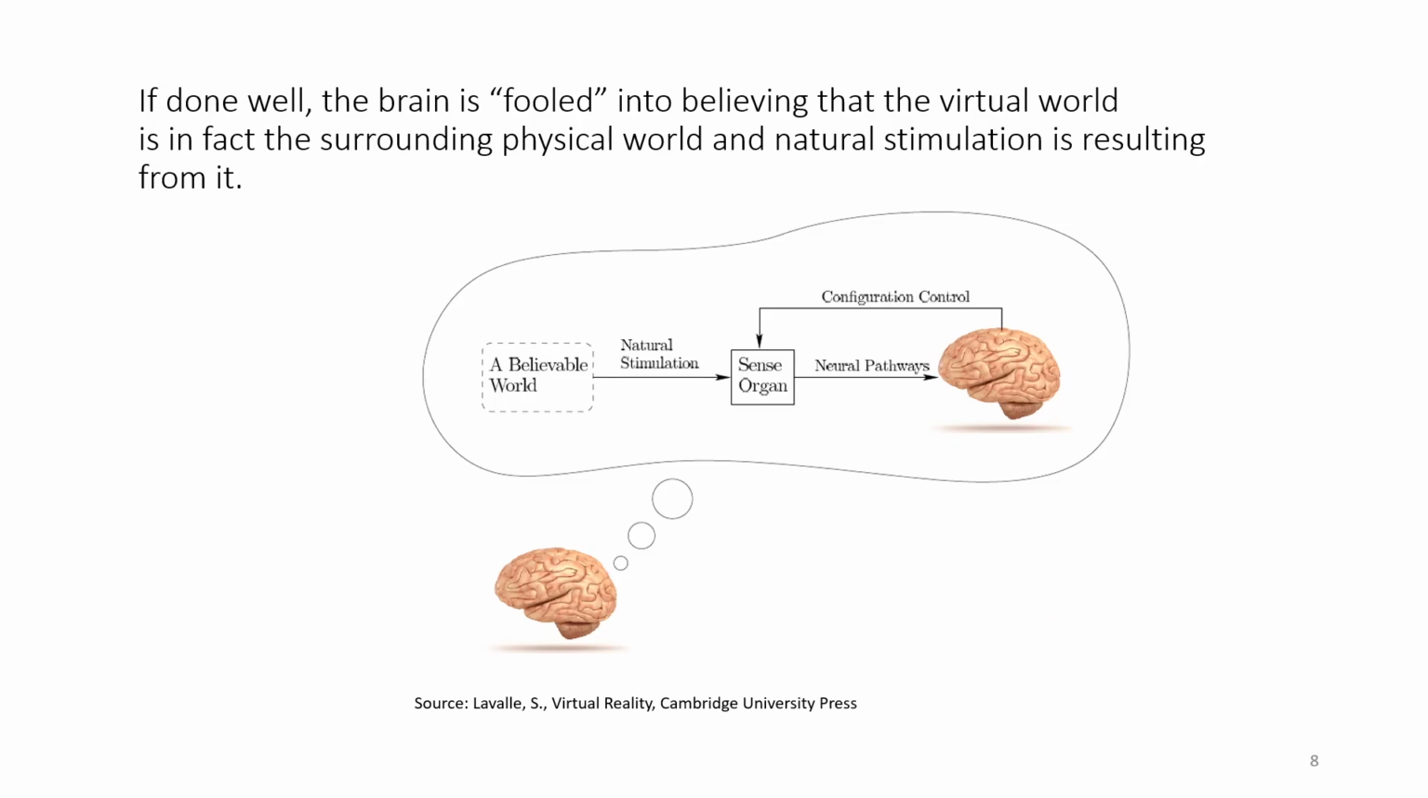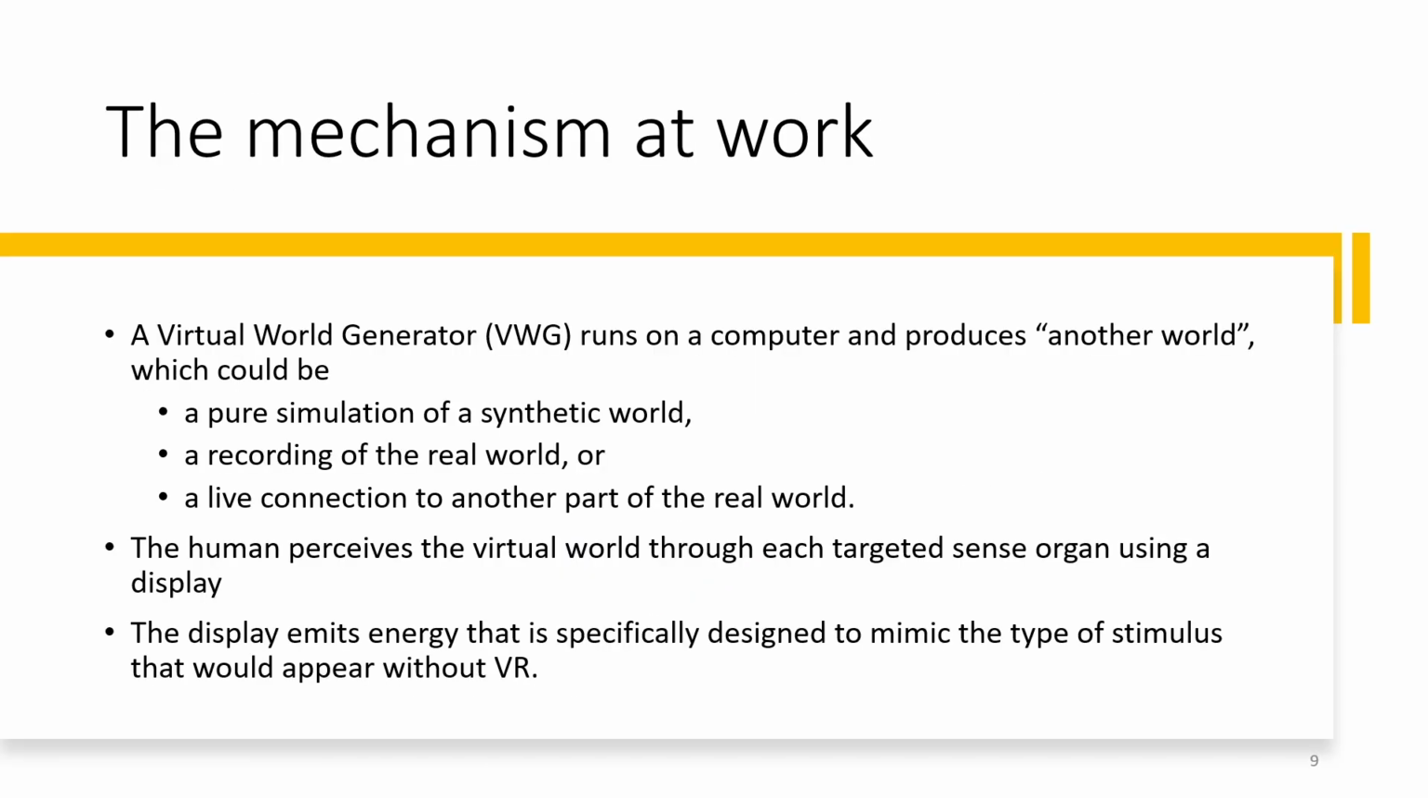If done well, the brain is fooled into thinking that the virtual world is in fact the surrounding physical world, and natural stimulation is resulting from it. So, we can create a believable world which is not a natural world, but the brain is fooled into thinking that it is the same as the real world the person is in. So, it is not the reality, but we can fool the brain into thinking that it is the reality.